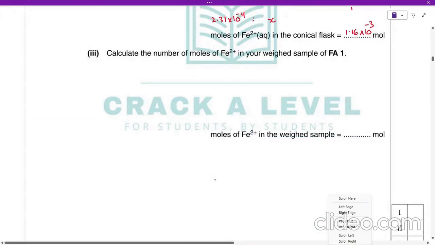So these will be the moles of Fe2+ in the sample. Now we can just do it here. So this will be in 25 cm cube, and in 250 cm cube it will be x. So it will be 1.16 into 10 power minus 2 mole. Okay, this will be the answer of this part.